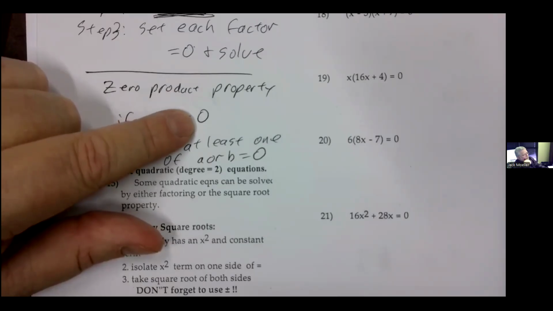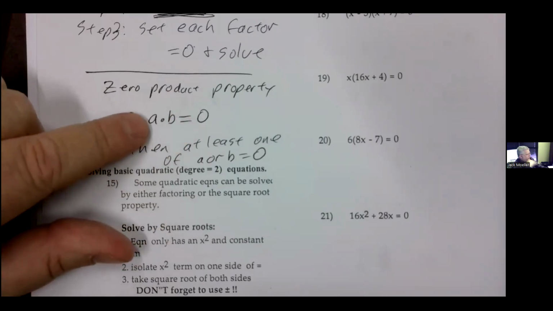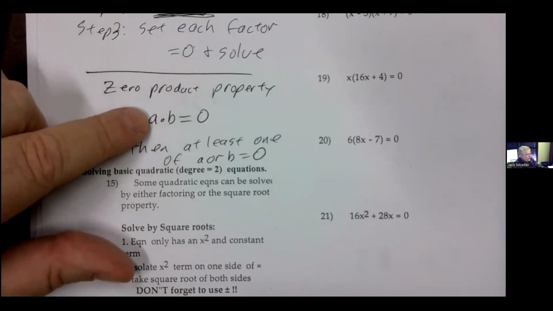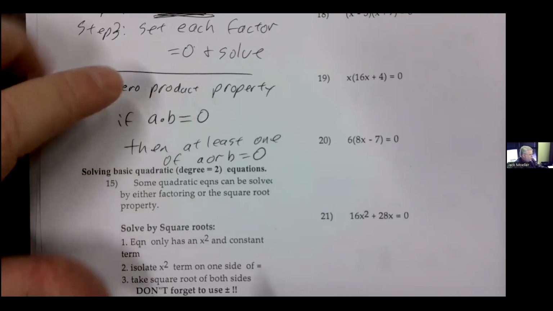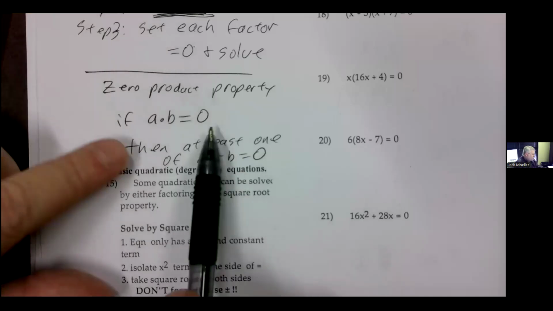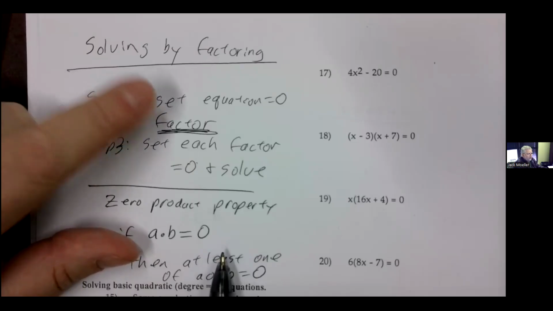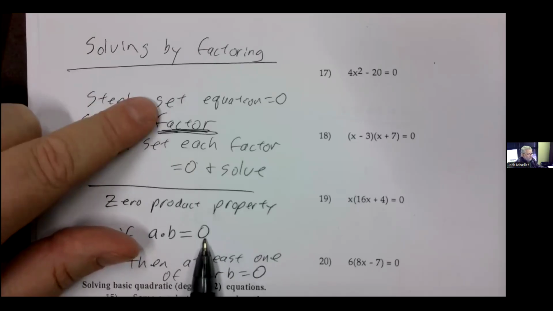If I said this was equal to 1, there's a lot of different numbers I could multiply by each other to get 1 that are not 1, like 1/2 and 2, 1/3 and 3. You get the idea, right? So this only works if it equals 0. That's why step 1, when we're solving equations by factoring, is set it equal to 0, so that we can do this.